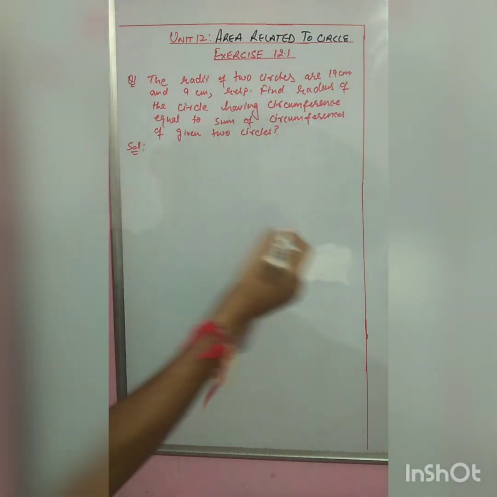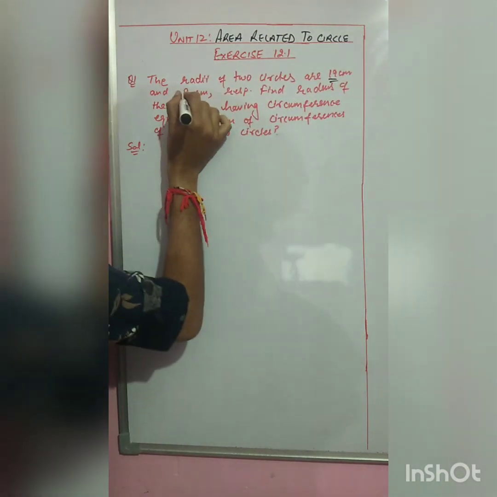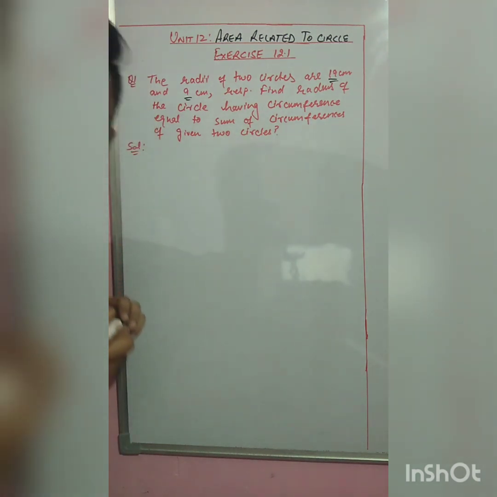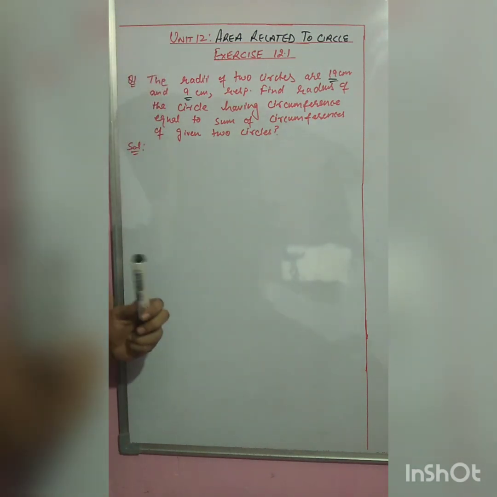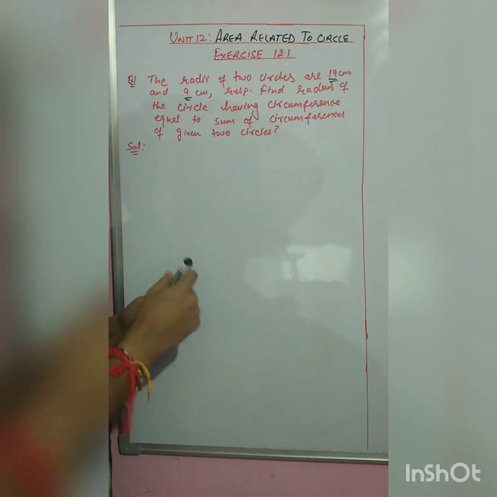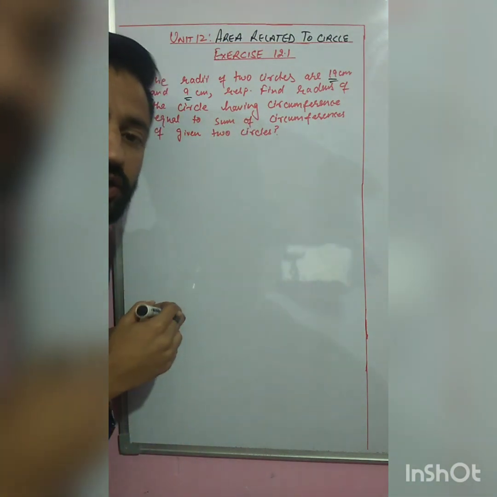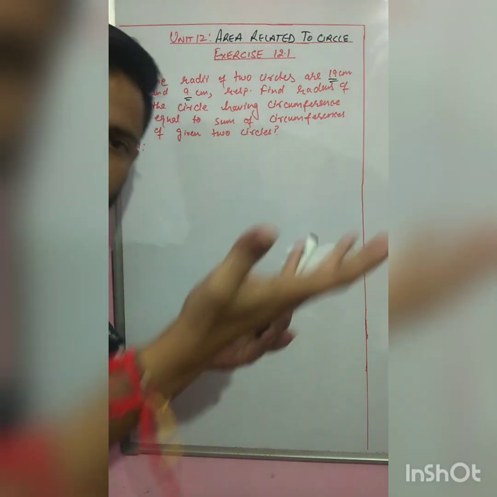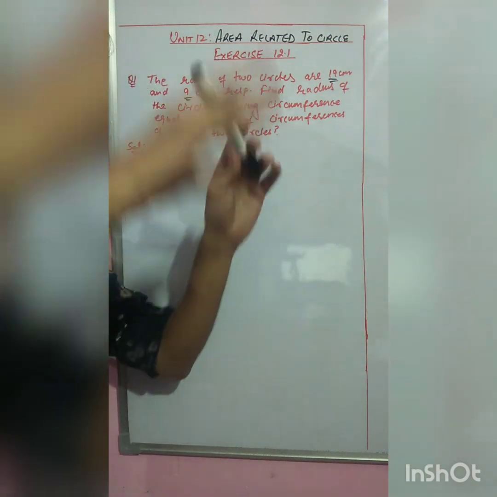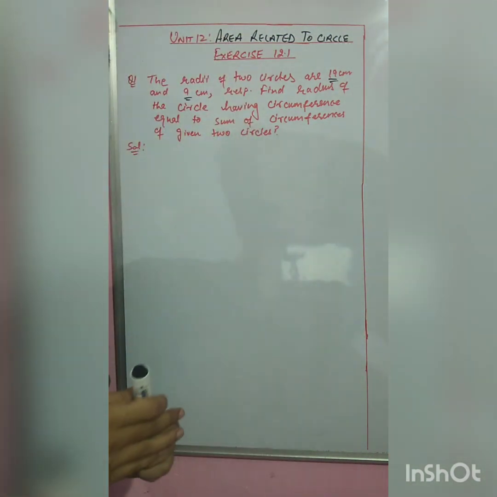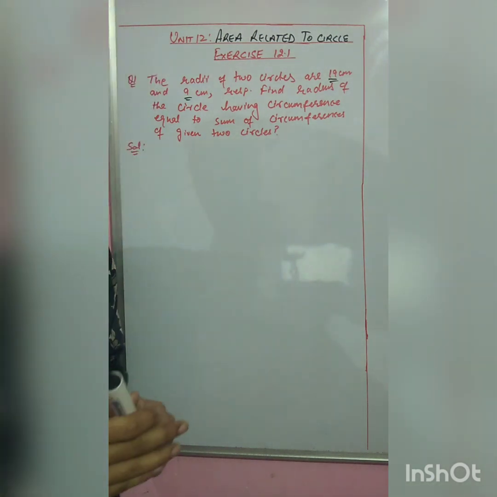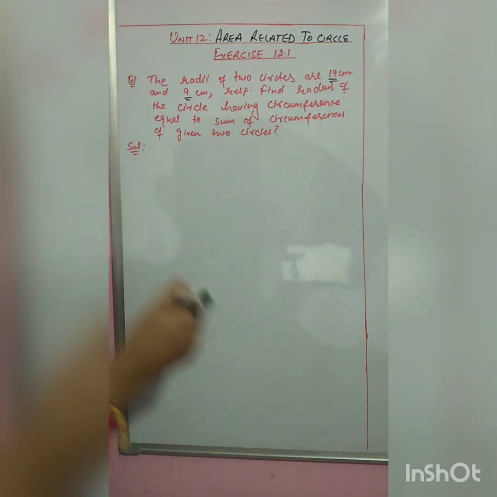We are given two circles having radii 19 and 9 centimeter. Here we have to find the radius of a circle which has circumference equal to the sum of the circumferences of the given two circles. It means a third circle whose circumference is the combined circumference of the given two circles. We have to find the radius of that circle. So let us go for that.